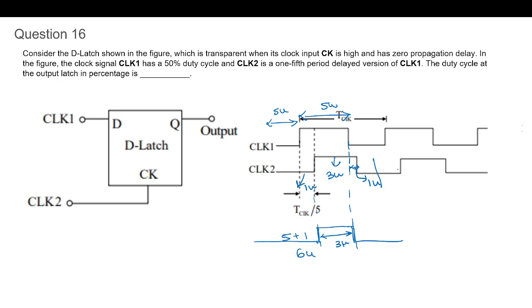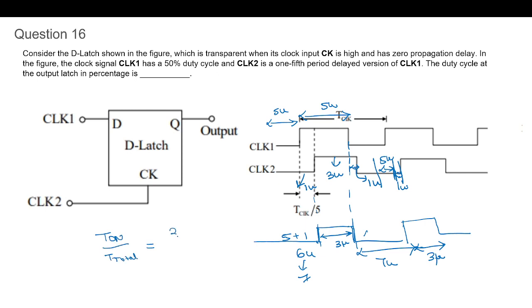Plus here, if you see, you will have 1 more unit of off because of this, and already 5 units because of this. So this will be 7. So total in this portion, if you see, it will be 7, and this will be for 3 units. So duty cycle is T on upon T total. So it is 3 upon 10, 30% duty cycle, into 100 percentage.